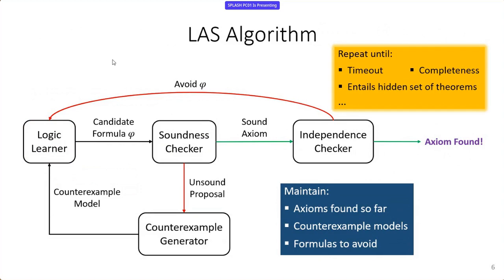The termination, of course, depends on the domain, and there are many choices here. You could run it until timeout. You could run it until a completeness checker says, yes, you're done. Or you can even choose to do something empirical, like have a hidden set of theorems that you want to be entailed or derivable. Note the really cool thing here, which is that the learner only gets fed counterexamples. It doesn't know anything about your target class.